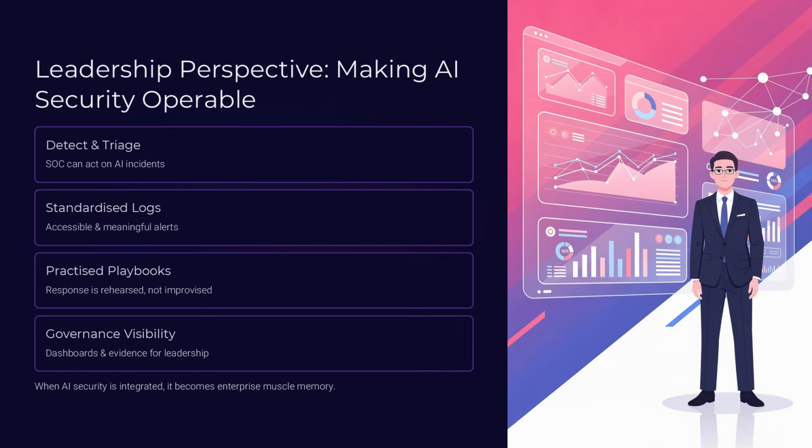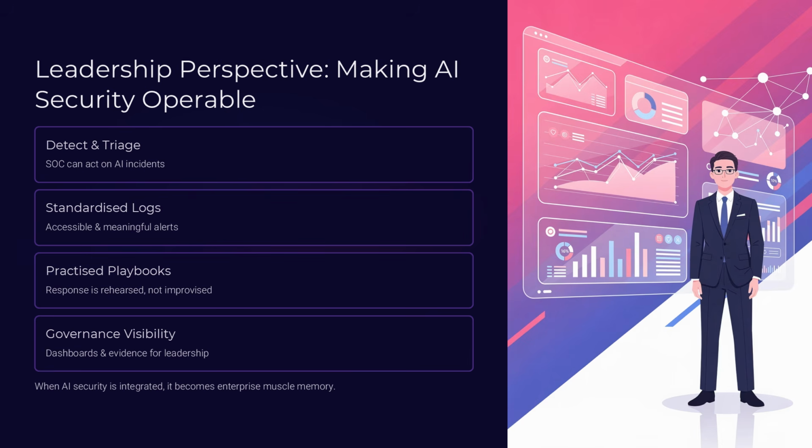Now that you understand the architecture, let us elevate this to leadership thinking. Security architecture is successful only when it is operable. Operable means the Security Operations Center can detect and triage incidents. Logs are standardized and accessible. Alerts are meaningful and prioritized. Response playbooks exist and are practiced. Governance has visibility through dashboards and evidence.